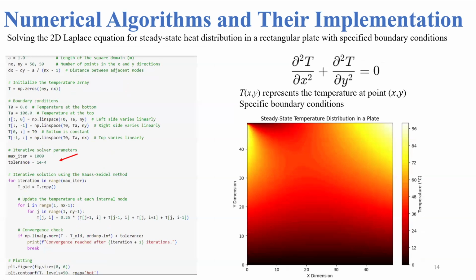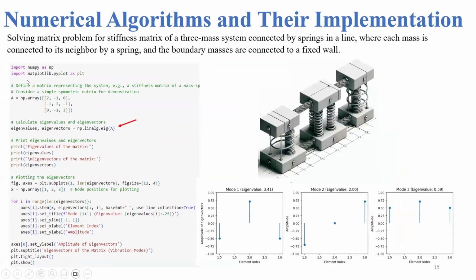Now we'll solve a 2D Laplace equation for steady state heat distribution in a rectangular plate with specified boundary conditions. So very similar to the previous case, we have specified the number of grid points, specified the boundary conditions, and we try to solve this equation, and you can visualize this in Matplotlib.